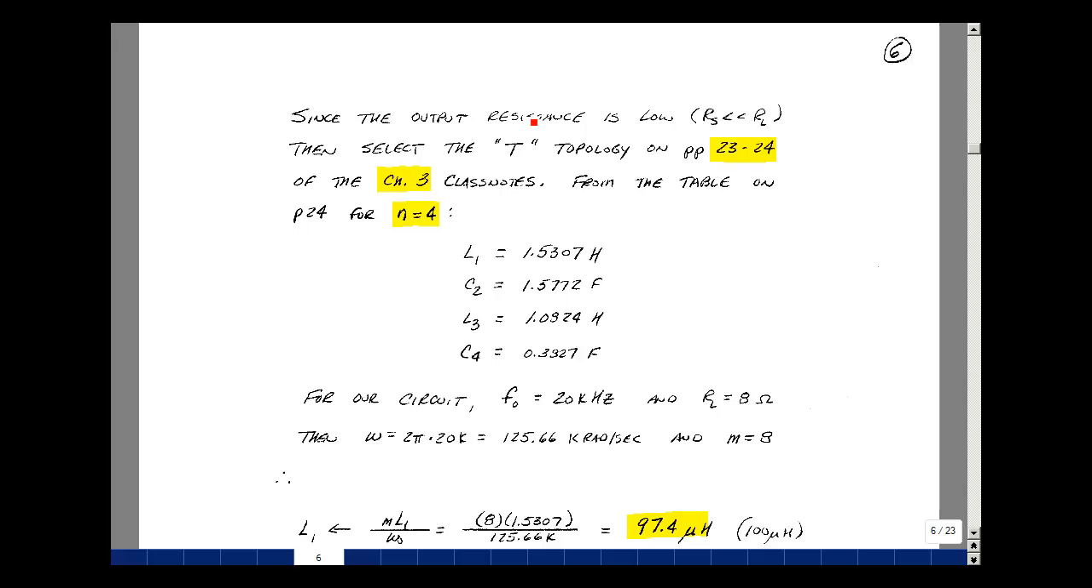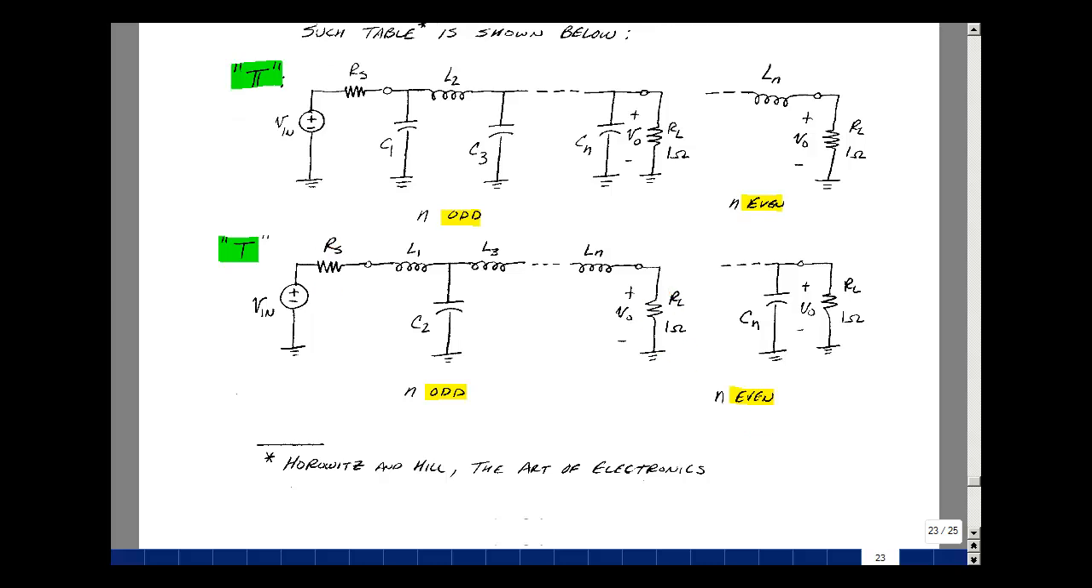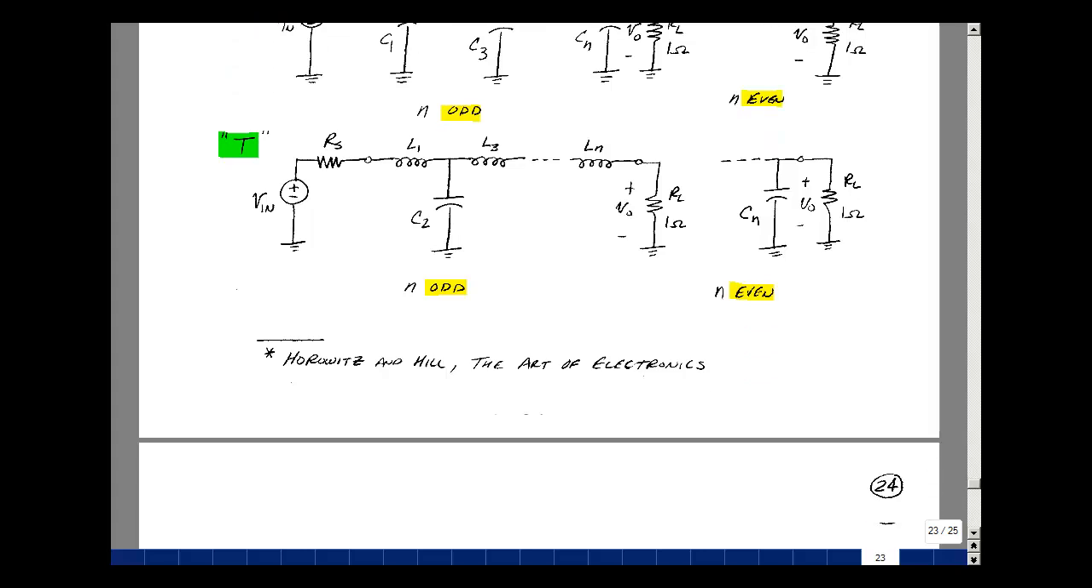Now the resistance looking back into our MOSFETs is a pretty low resistance. And our load is basically 8 ohms as an approximation. So we have the case where our source resistance is much, much smaller than our load resistance. Let's go back to pages 23 and 24 of our Chapter 3 class notes. And this was the case where we had the pi and the T network. The T networks were the case where this was much smaller than the load. So we're going to take the case of N equals 4. That will be on the next page.